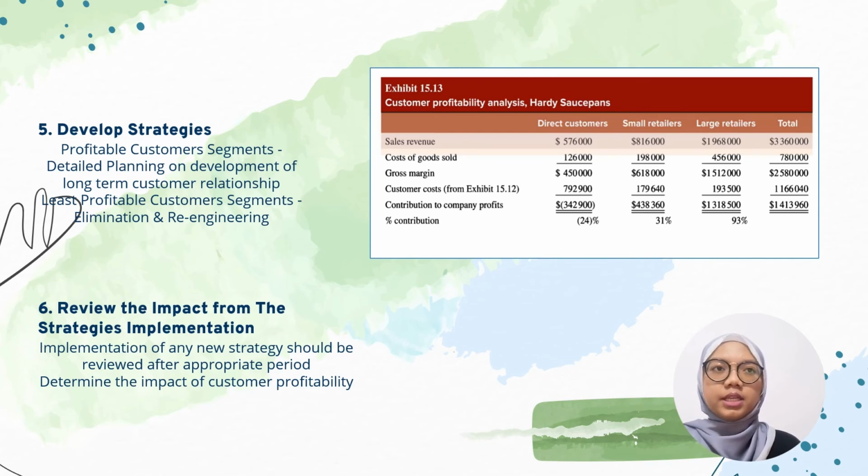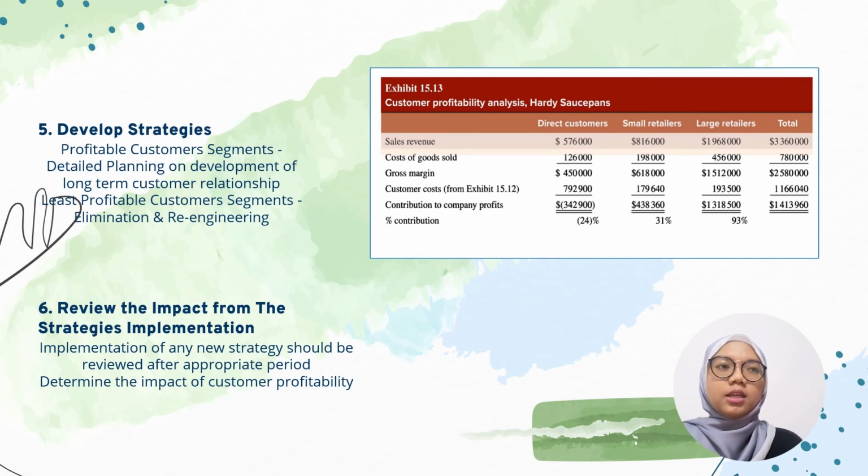By looking at the statement, Hardy Saucepan can have an oversight on the strategies they could implement in order to increase the profitability, to enhance more on the profitability from the profitable customers, and either to eliminate or re-engineer the less profitable customers.